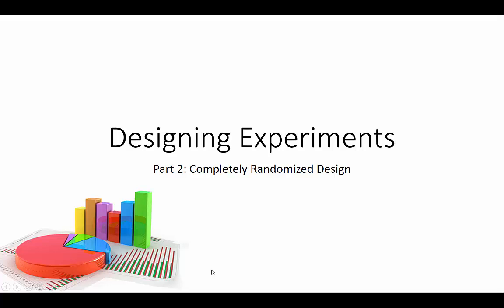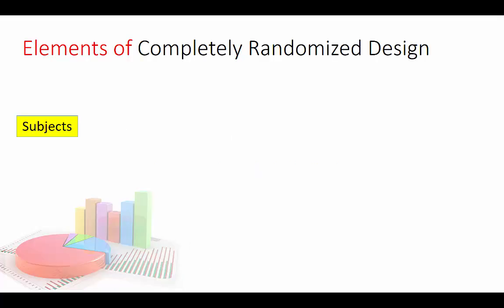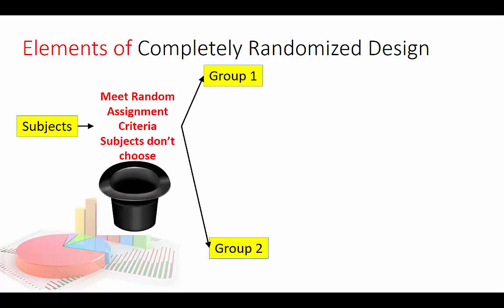The most basic type of experimental design is what's called a completely randomized design. So what are some of the elements? Obviously, you have your subjects or your guinea pigs. And remember, we talked about how important random assignment was. So you need to do that. Subjects don't get to choose their treatments. You must randomly assign them to the different groups.